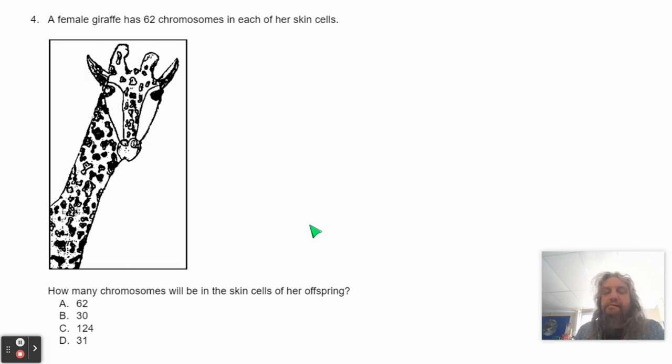Number 4, a female giraffe has 62 chromosomes in each of her skin cells. How many chromosomes will be in the skin cells of her offspring? Is it A, 62, B, 30, C, 124, or D, 31?